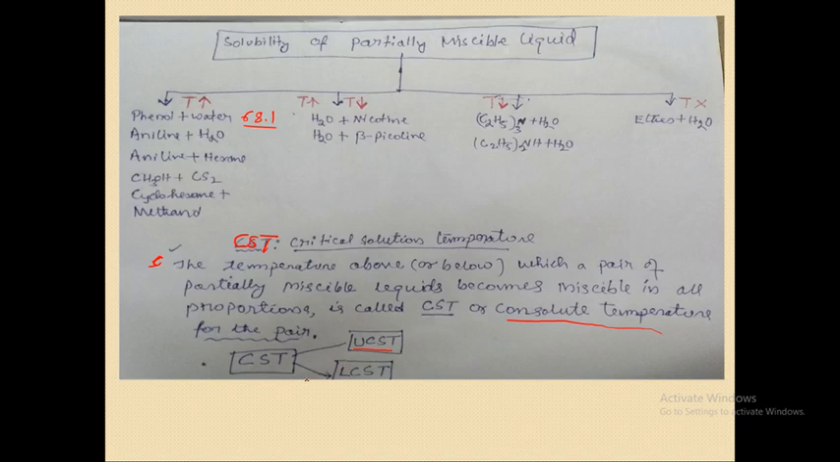Whereas some liquid pairs, like diethylamine and triethylamine in water, are completely miscible below a certain temperature. These are called LCST, lower critical solution temperature.